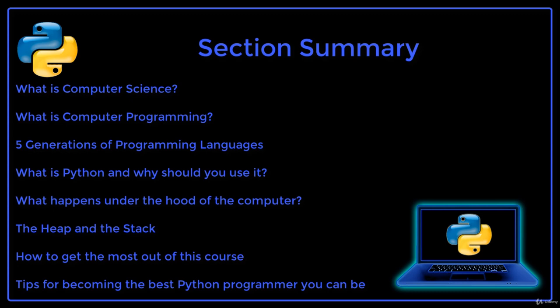After that, we learned about the 5 generations of programming languages. The 5 generations of programming languages, from 1 to 5, are machine language, assembly language, high-level languages, problem-oriented languages, and natural languages. The first generation of programming languages is machine language. The second generation is assembly language. The third generation is high-level languages. The fourth generation is problem-oriented languages or very high-level languages. The fifth generation is natural languages.